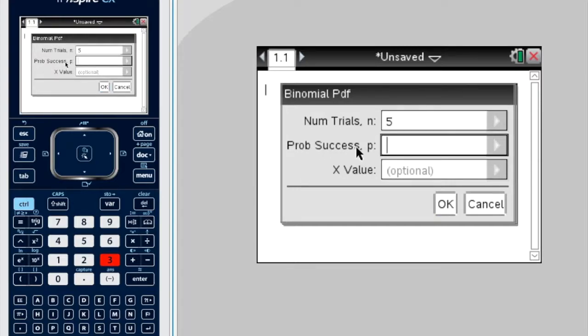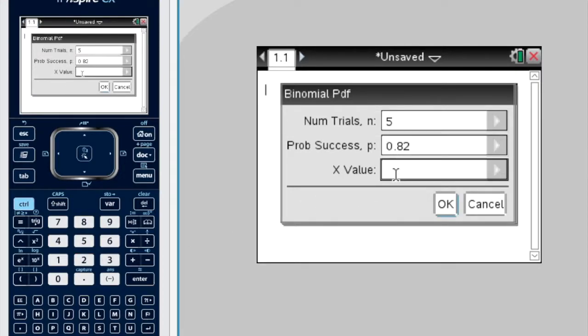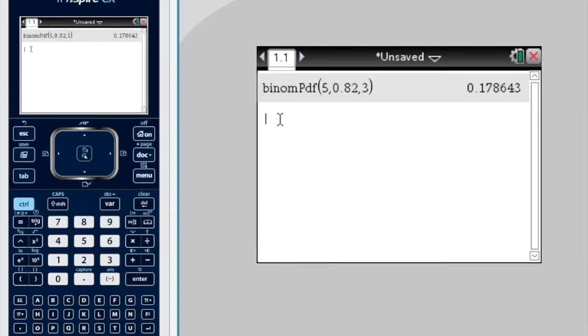The probability of success is the actual probability that she wins, so it's 0.82. This needs to be in decimal form, not percentage. And the X value, which is the number of actual wins that we want in this example, is 3. Press OK. And we actually get our answer straight off.